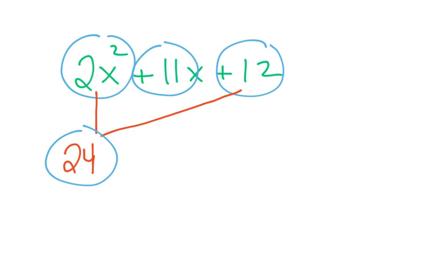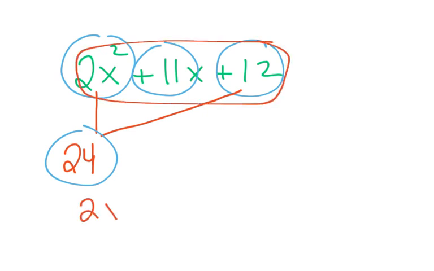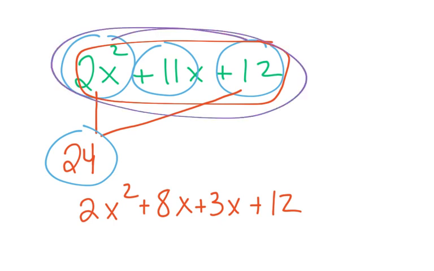So we're going to break this whole thing up. It's going to be 2x squared plus 8x plus 3x plus 12. Now, I could have written 3x plus 8x. It doesn't matter. Either way works. So, again, what's happened is that this whole thing, 2x squared plus 11x plus 12, this 11x can be rewritten as 8x plus 3x.